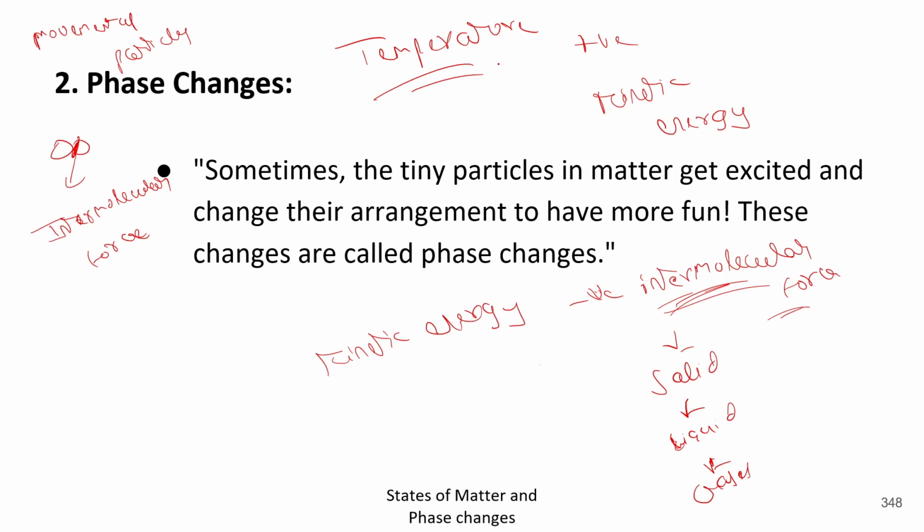Okay, so you can say there are two statements. First statement states that the temperature has a directly proportional relation with the kinetic energy. If the temperature goes up, kinetic energy will go up. If the temperature goes down, kinetic energy will go down. Okay. Second statement is that the kinetic energy has an inversely proportional relation with intermolecular force. If kinetic energy goes up, intermolecular force will go down. If intermolecular force goes up, kinetic energy will go down. Got it? So this is the reason behind the phase changes.